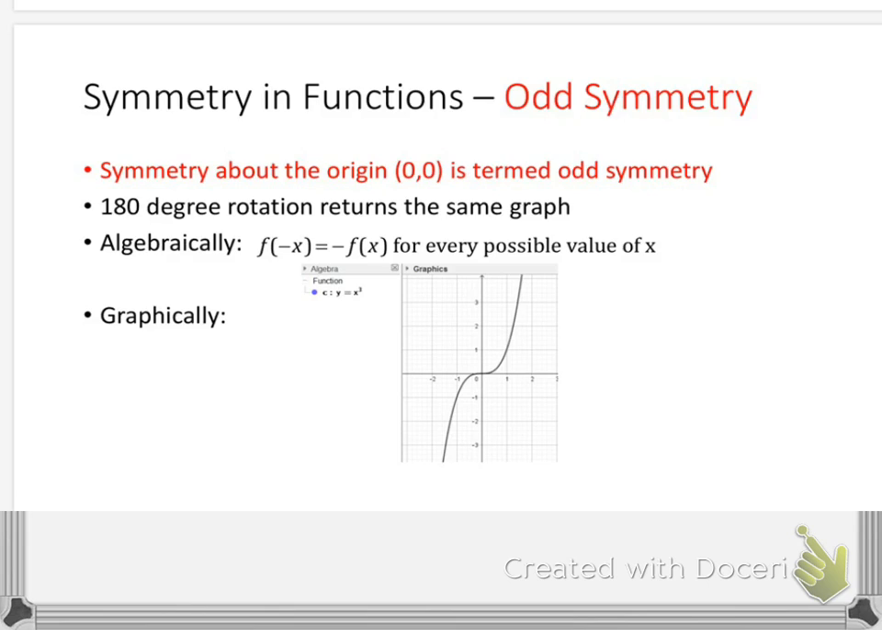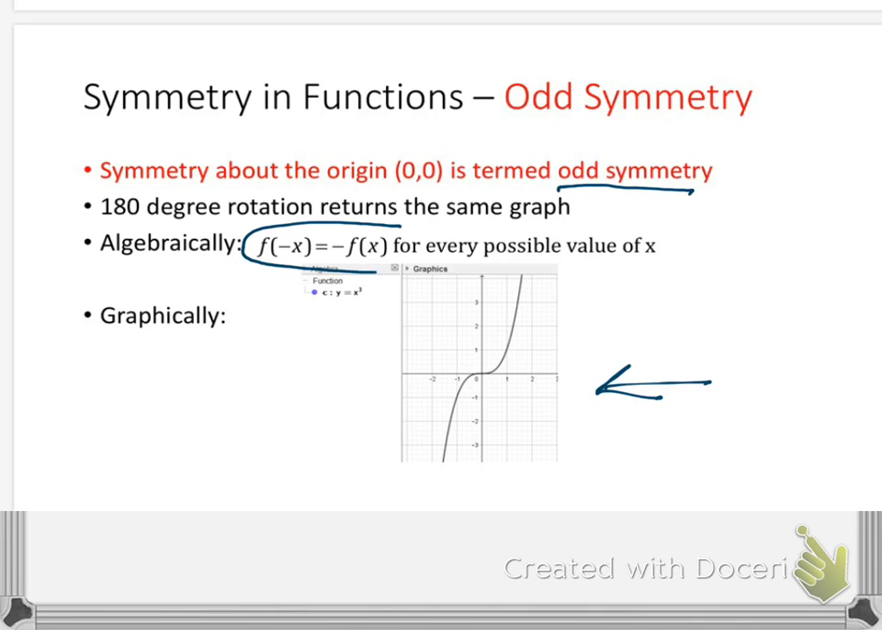Okay, so the opposite of even is odd. And odd symmetry results when you think about rotations around the origin. So it's symmetry about the origin, and the origin is the point 0, 0, is termed odd symmetry. So if you rotate this figure 180 degrees, it'll return the exact same graph. That is odd symmetry. So graphically it looks like this. You can just picture rotating this 180 degrees and getting the same picture back.